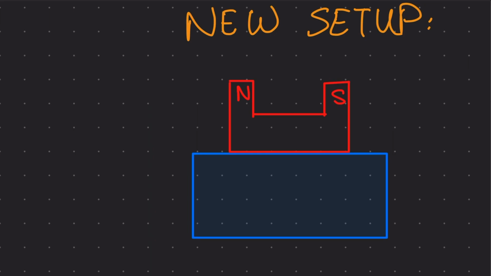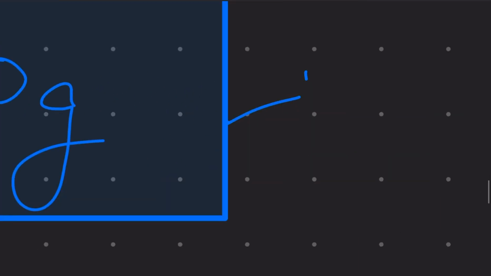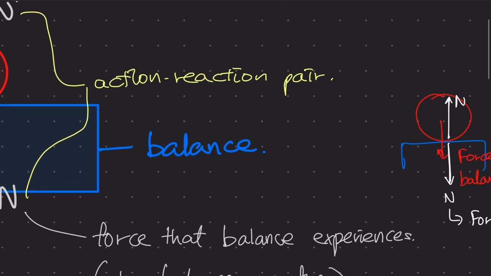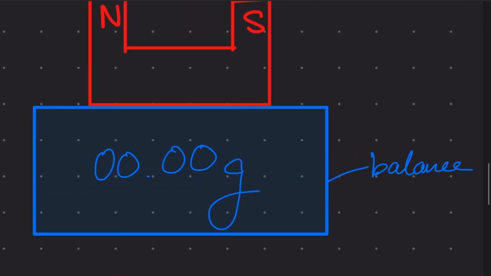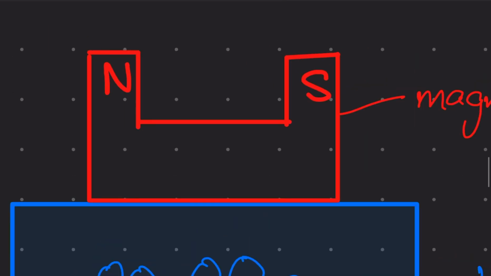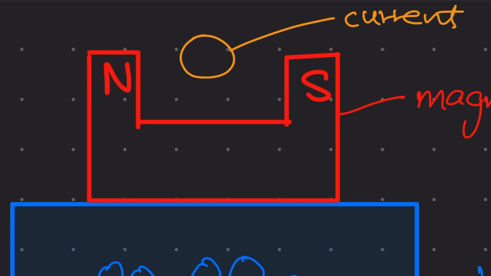Let's just say that I have a balance right here, let's say a digital balance. We can read the reading right here. This is a balance. Again, it was a balance here, and now it's still a balance here, the blue one. And this is a magnet. So this is something new. And on top of that, I'll add something new as well. This is a wire. Currently, there's no current going through. There could be a current.